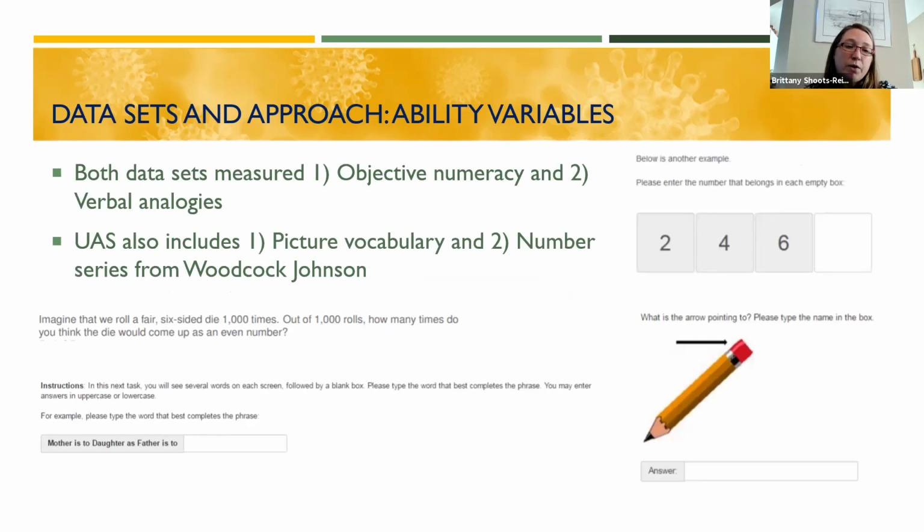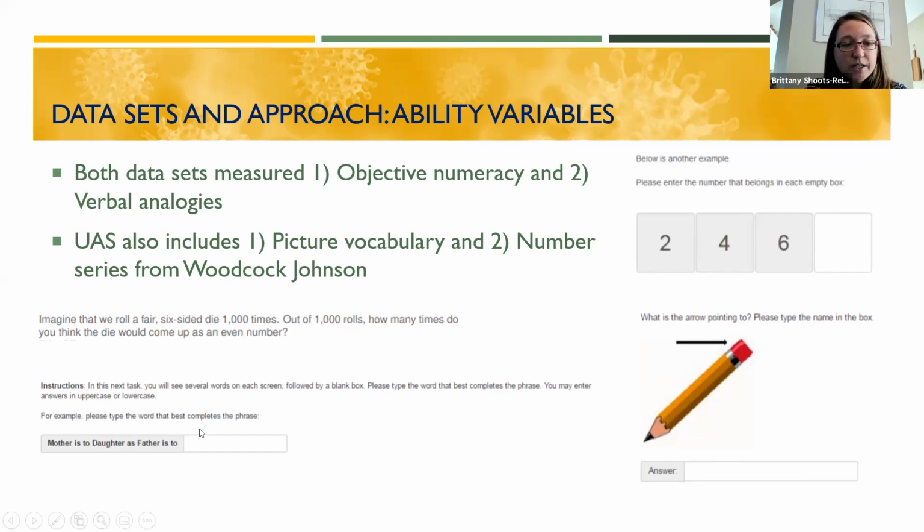So we also have a bunch of similar measures across these different data sets. Both data sets have measures of objective numeracy and verbal analogies. Objective numeracy is measured mainly with questions that have to do with probability. So imagine we roll a fair six-sided die 1,000 times. Out of 1,000 rolls, how many times do you think the die would come up as an even number?